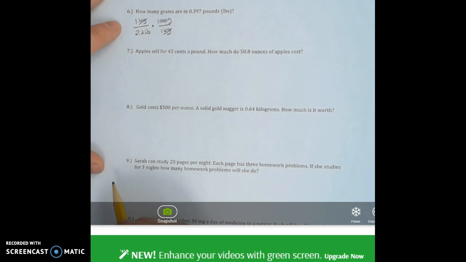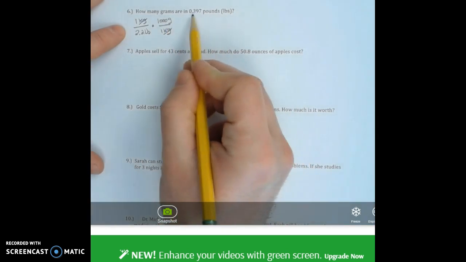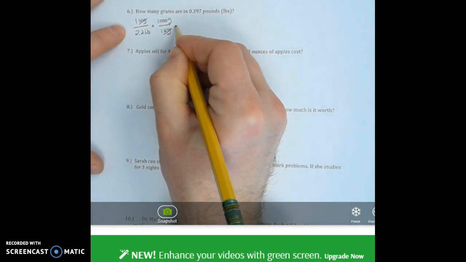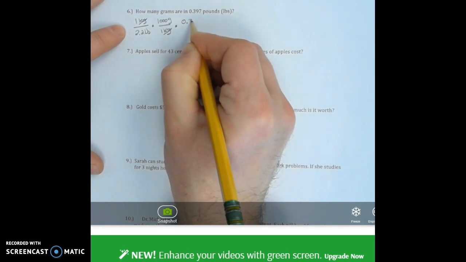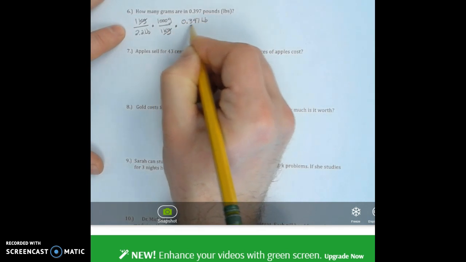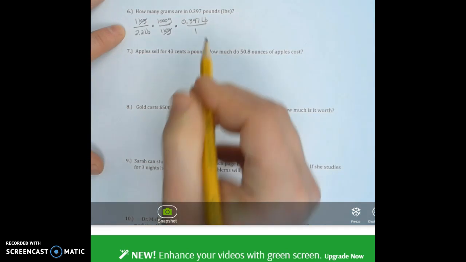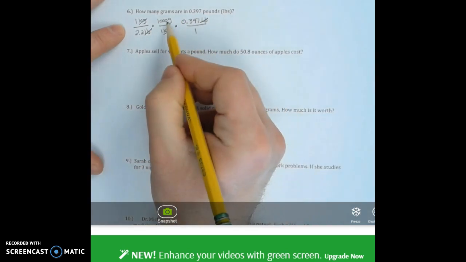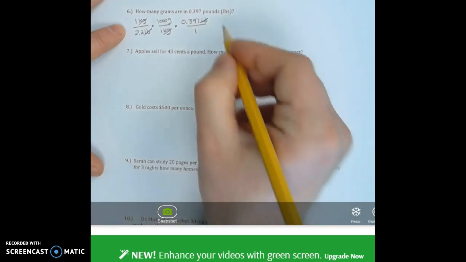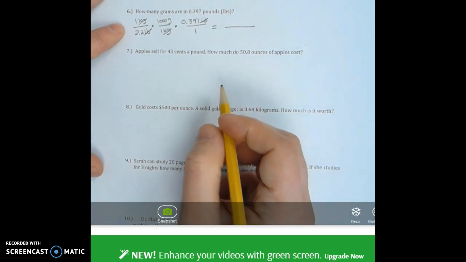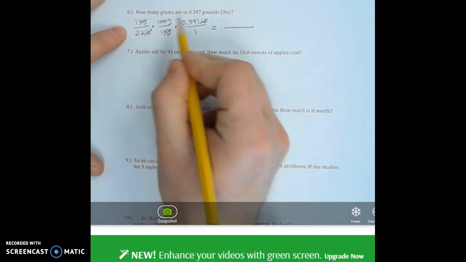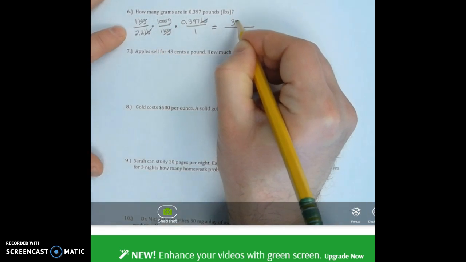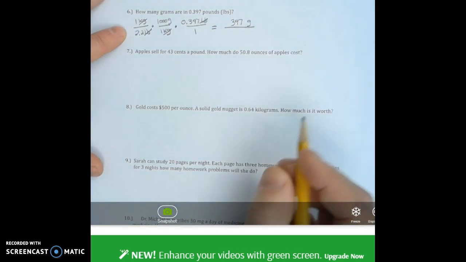And they wanted to know how many grams are in that many pounds. And so I'm going to multiply by that number of pounds. That's my pounds, and I'm going to put that over 1. So now my pounds in the denominator simplify with those pounds here, leaving me with my number of grams. Okay, and so if I go ahead and multiply, 1,000 times that number is 397, and that's my grams.